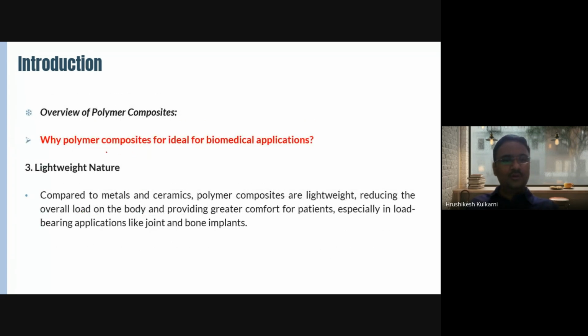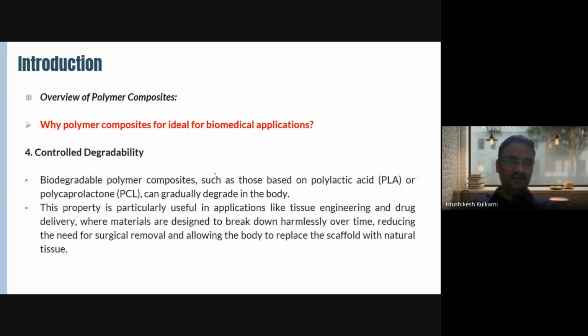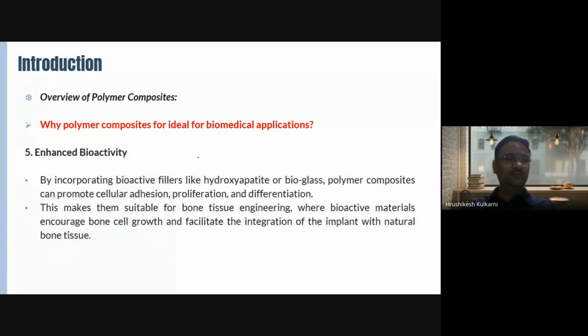Then why are polymer composites ideal for biomedical application, why are they useful? Your question will be, sir, we are using polymer composites, but why are they useful for the biomedical area? Then the first nature, as I said, they are lightweight. As compared to metals and ceramics, polymers are light in weight and they are used for biomedical applications. Controlled degradability. We can easily control the degradability rate of the polymers, so that these are useful.